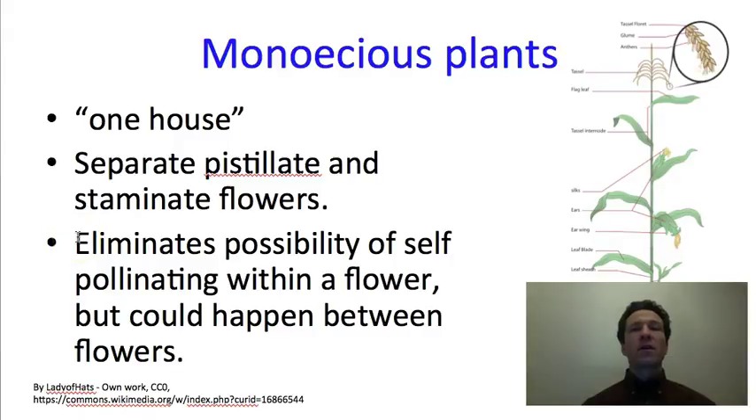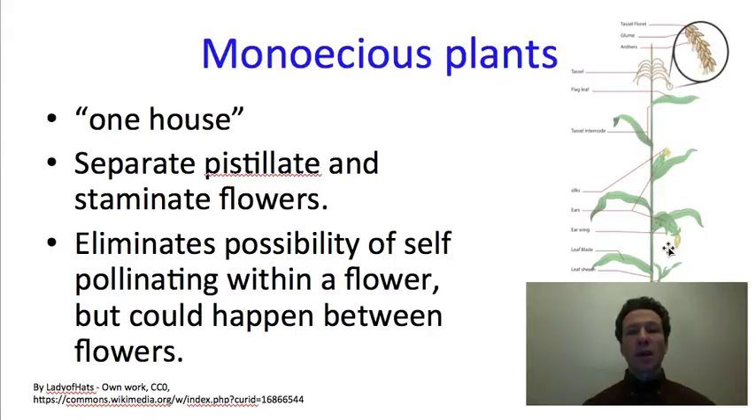Now we're going to focus on plants with imperfect flowers. And there's two different ways plants can organize imperfect flowers. The first is being monoecious. So the word monoecious means one house. And really what this is saying is that there's one plant that contains both flower types.